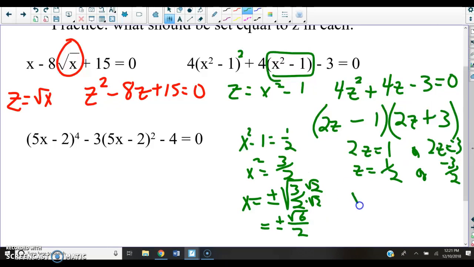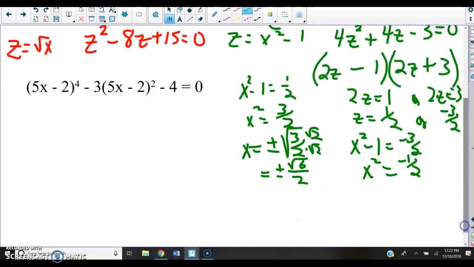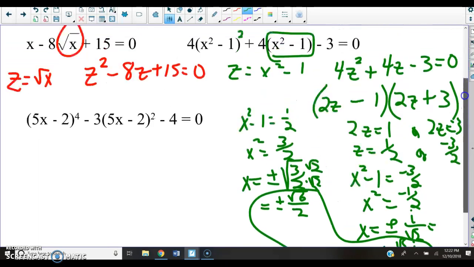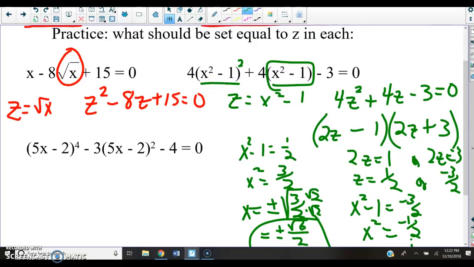And then for the other part, x squared minus 1 equals negative 3 halves. When I add 1 to both sides, I get negative 1 half. Okay, so now when I square root this, I'm going to get plus or minus square root of negative 1 is i over square root of 2. So that would become plus or minus square root of 2i over 2 when I rationalize it. So I've got 4 options on that. Okay, there's 4 options. But that shouldn't be too surprising because we have an x to the 4th.